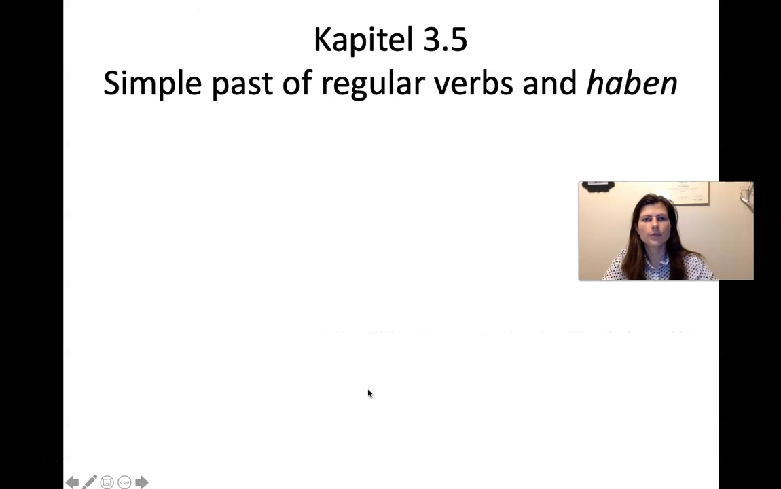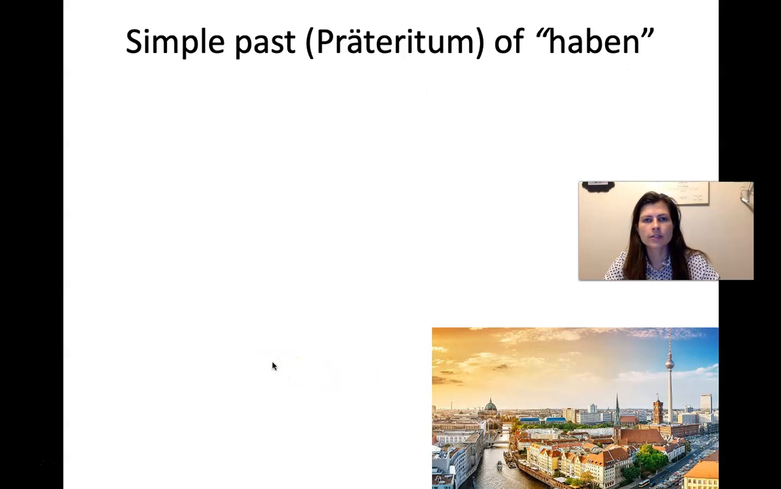Okay, so Kapitel 3.5, simple past of regular verbs and haben. Let's do haben first. The simple past is one of the two past tense constructions that we're going to do. The simple past is basically the one word past, and then the other past tense that's very commonly used is called the perfect, the present perfect. It's the difference between I ate versus I have eaten, but the meanings aren't quite the same as English. So we're going to do the simple past first, and then we'll do the other type of past tense later.